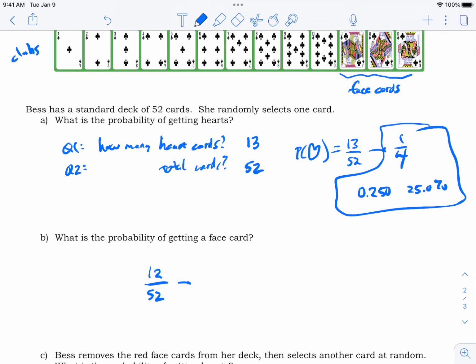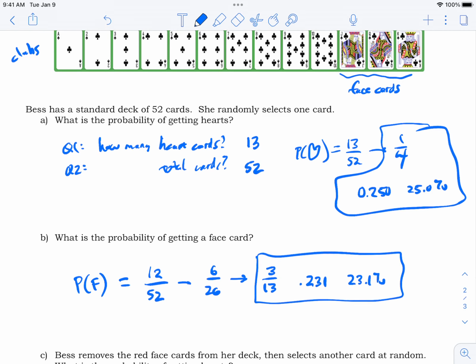You would reduce that, cancel 2s. 6 out of 26, you would reduce that, cancel 2s. 3 out of 13. Okay. 3 out of 13 is the probability of getting a face card. And as a decimal, 3 divided by 13 is about 0.231. So that's like 23.1%. So it's almost a fourth. Wow. Probability of a face card, 0.231.